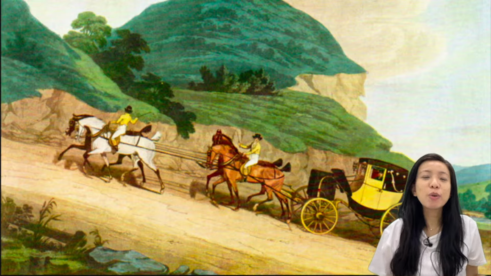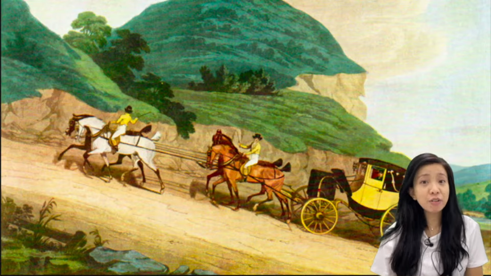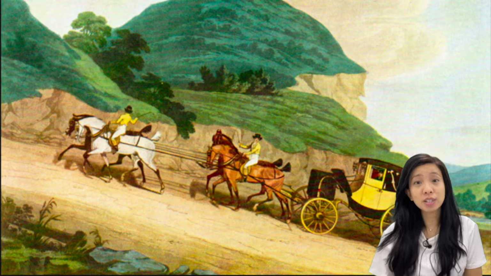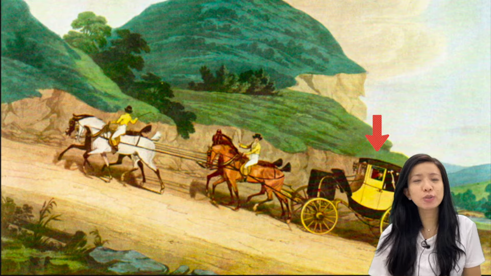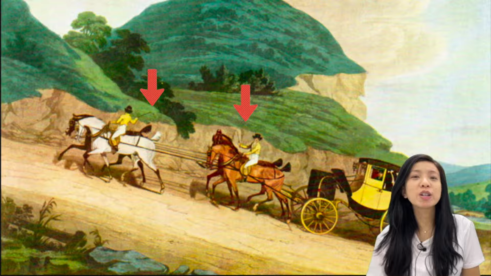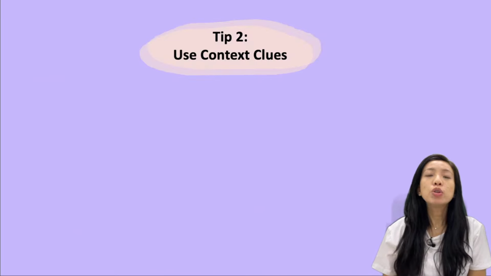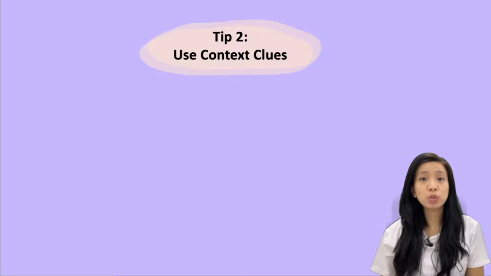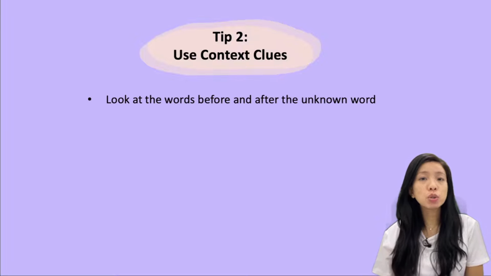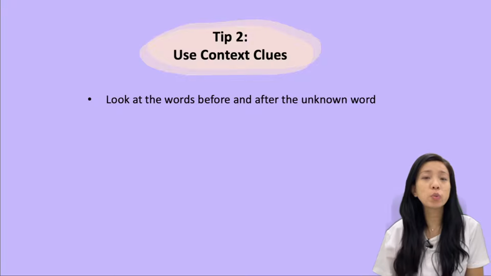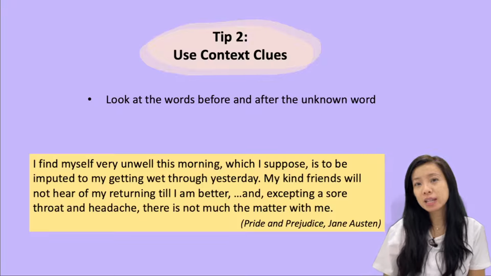If you do want to know what a chaise and 4 is, it is actually a carriage that is pulled by 4 horses. So the chaise actually refers to a carriage and 4 refers to 4 horses. So let's go to tip number 2. So in tip number 2, you need to use context clues. Basically, what you would do here is to look at the words before and after the word that you're not sure of. Let's look at a second example.